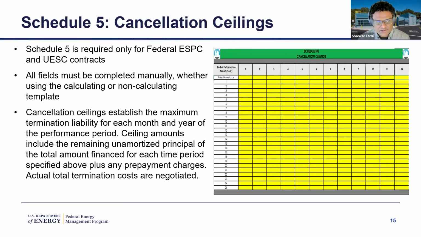So Schedule 5 is where you specify what we call cancellation ceilings. Again, this is required for federal ESPC and UESC projects. What essentially this does is it tells you, if you need to terminate the project, how much you would incur to terminate this. So this includes the remaining principal and any additional charges that you might incur for termination. That's what this is intended to capture.